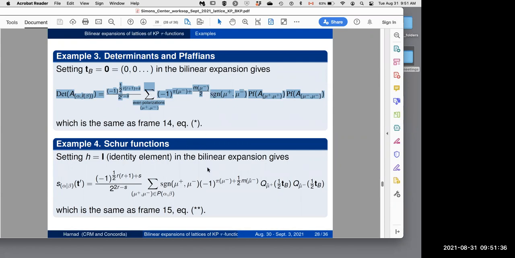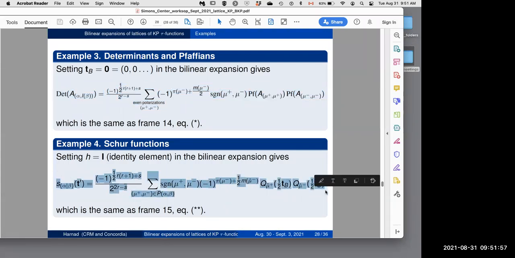Now let's do another choice. Suppose that we leave the t's, the flow variables, to be anything, but we choose the group element to be just the identity element. Remember that gave us the Schur functions and the Q Schur functions. So there's no surprise that the identity then reduces to the second expression, which was the functional form of the identity, relating Schur functions to bilinear sums over products of Q Schur functions. So that's just another case.